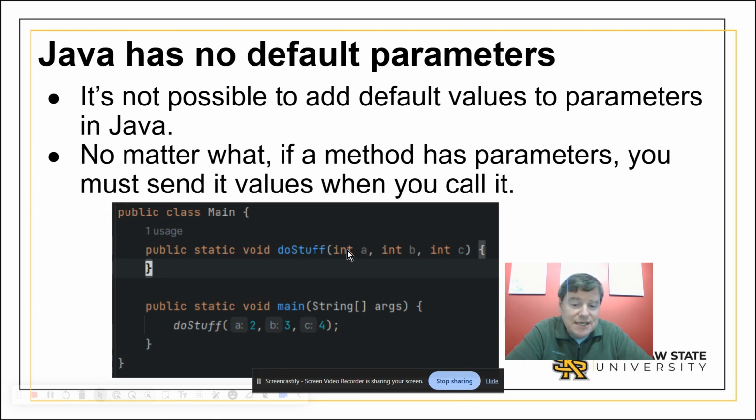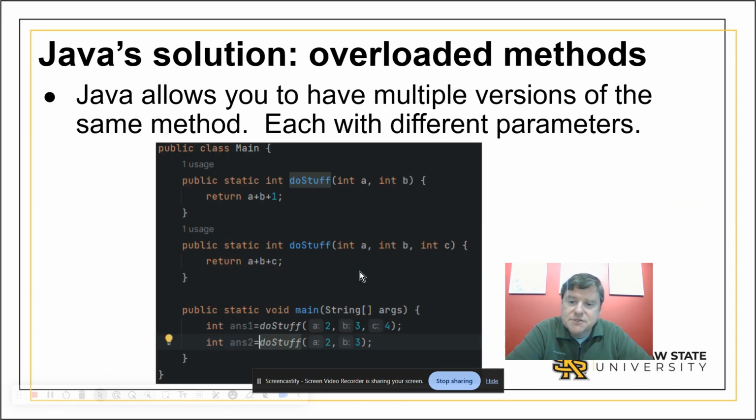There's no way you can say int a equals 4 and have it do stuff. So you can't really do that. What you're instead going to do is have more than one version of the method. So let's talk about this. This is called overloaded methods, and this is something Java does that Python doesn't do.